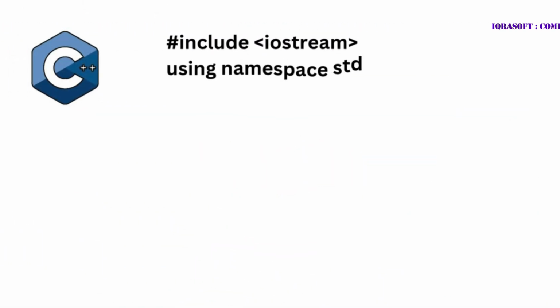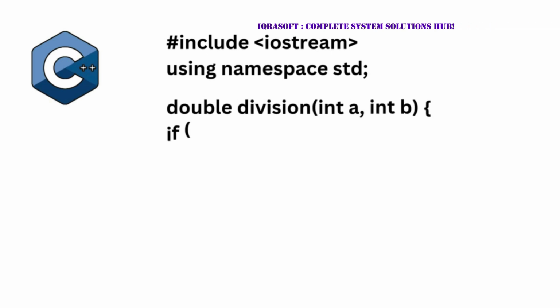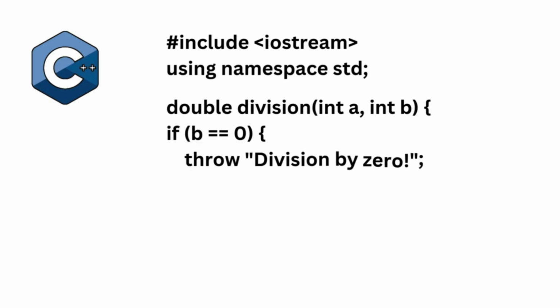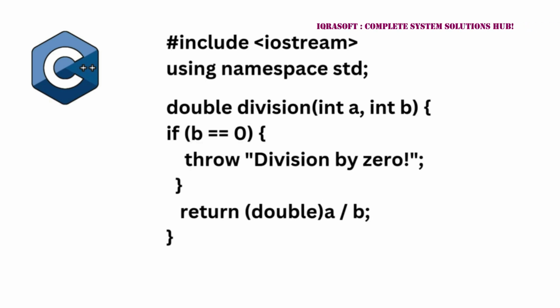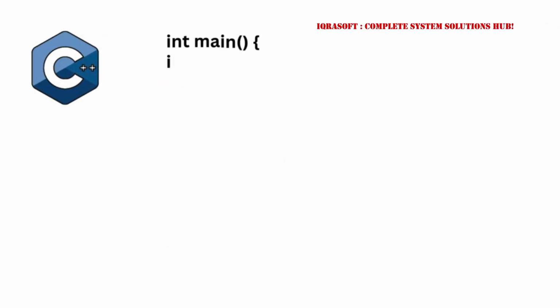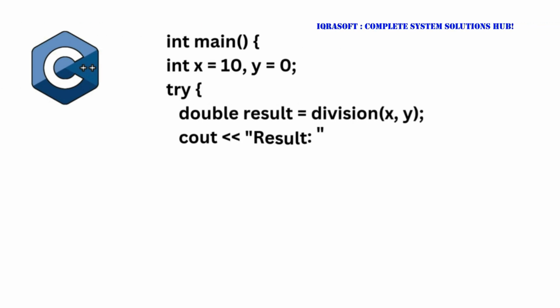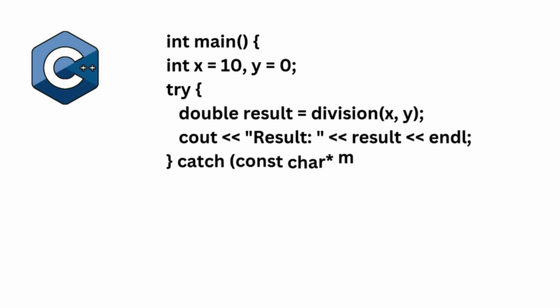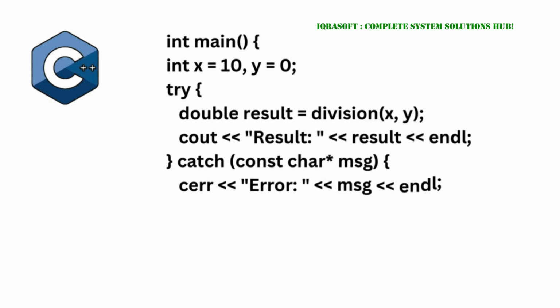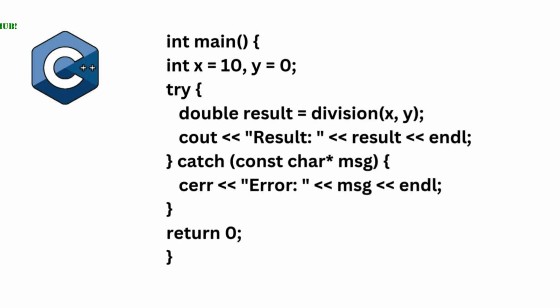Example. #include <iostream> using namespace std; double division(int a, int b) { if (b == 0) throw "Division by 0"; return (double)a/b; } int main() { int x = 10, y = 0; try { double result = division(x, y); cout << result << endl; } catch (const char* message) { cerr << "Error: " << message << endl; } return 0; } Output: Error: division by 0.